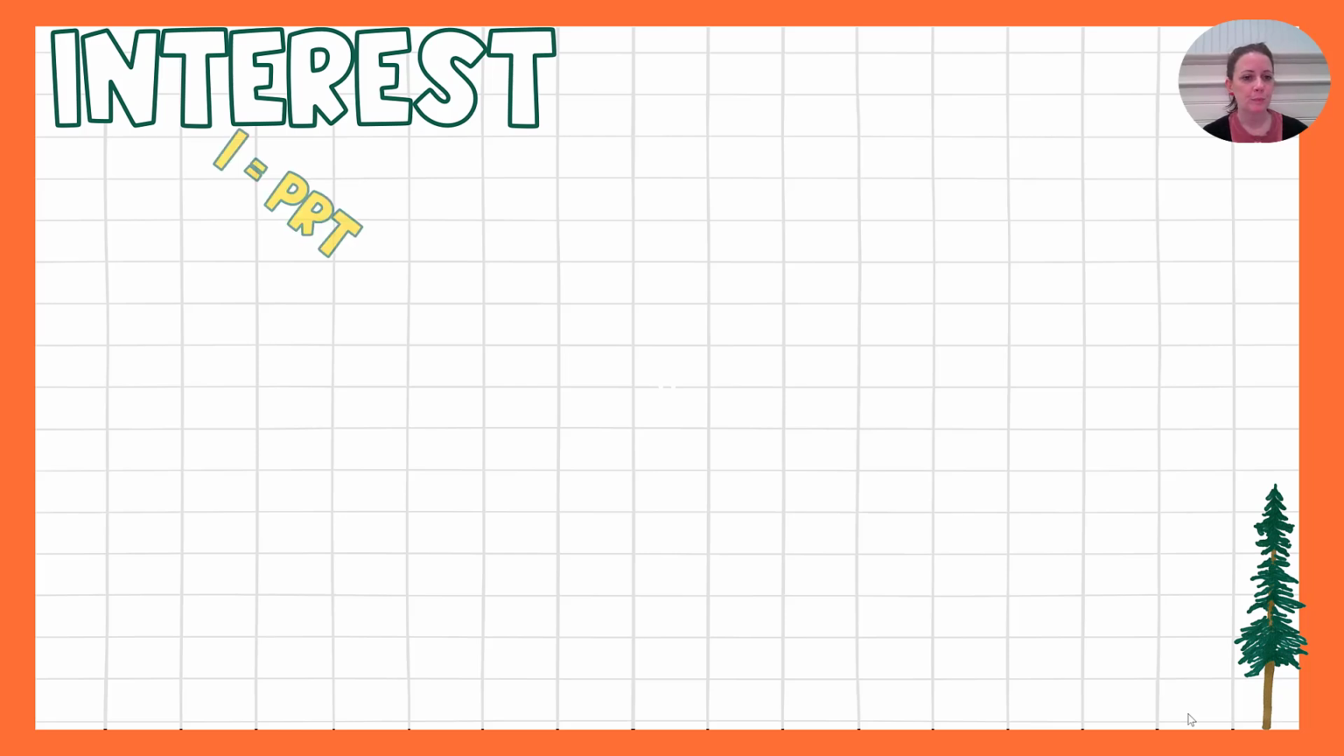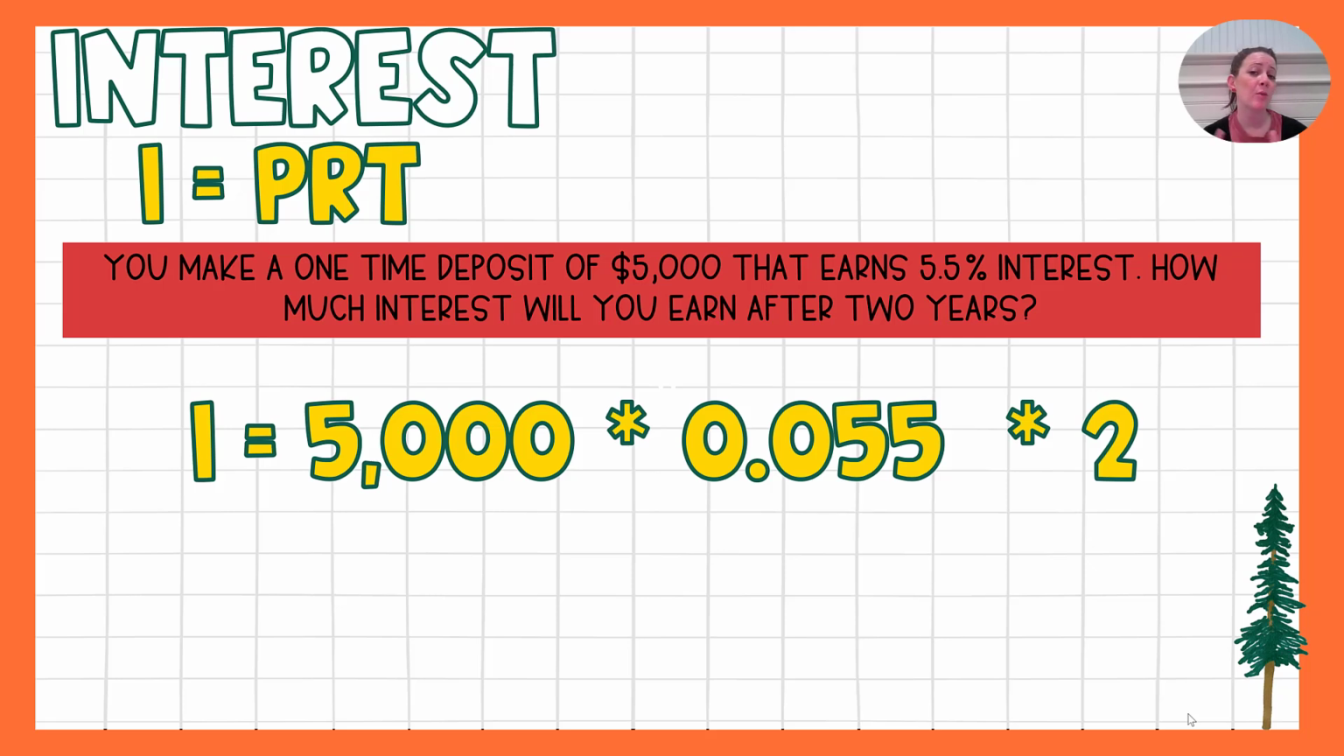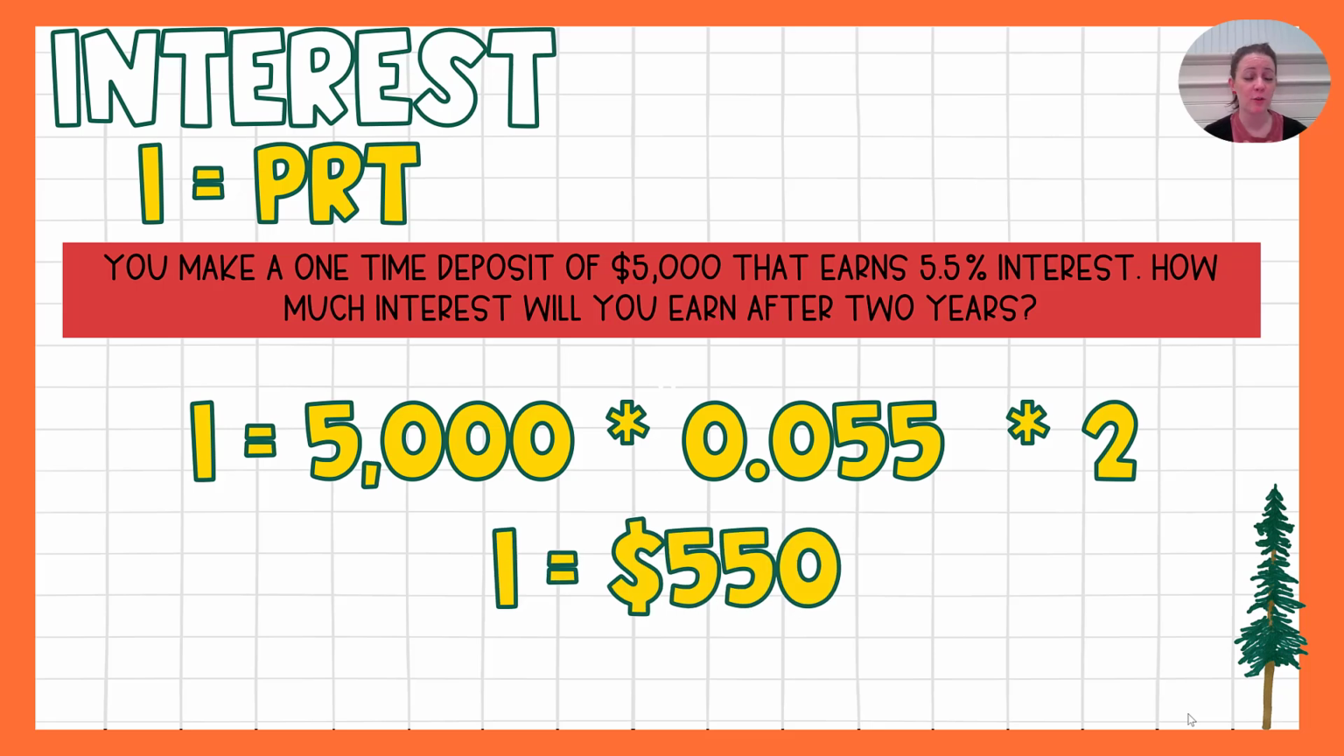Second example. Got our formula back up there. You make a one-time deposit of $5,000, and that earns you 5.5% interest. How much interest will you earn after 2 years? So PRT, our principal is $5,000. Our rate, 5.5% as a decimal. And then our time, this one's already in years, 2. And so that looks like 5,000 times 0.055 times 2. How much do you earn in interest? $550. So if you put $5,000 in this bank and you keep it there for 2 years, then after 2 years, if you did nothing else, you would have $5,550.